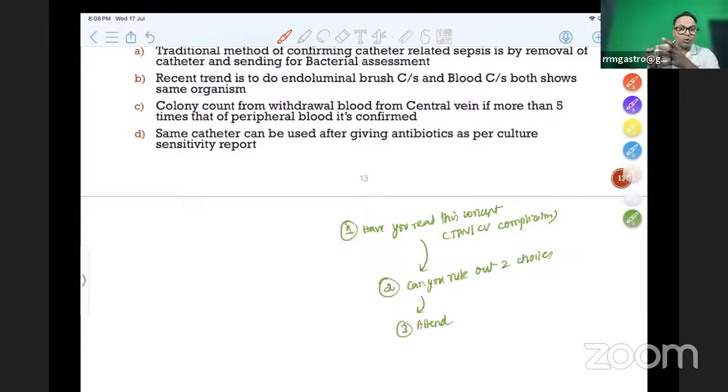Have you read this concept? Yes means you attend and read further. Otherwise, no use of reading. If you have not read this concept, don't worry. Just skip that question and go further, because you have only 42 minutes for 40 questions. So you have to keep on moving fast.